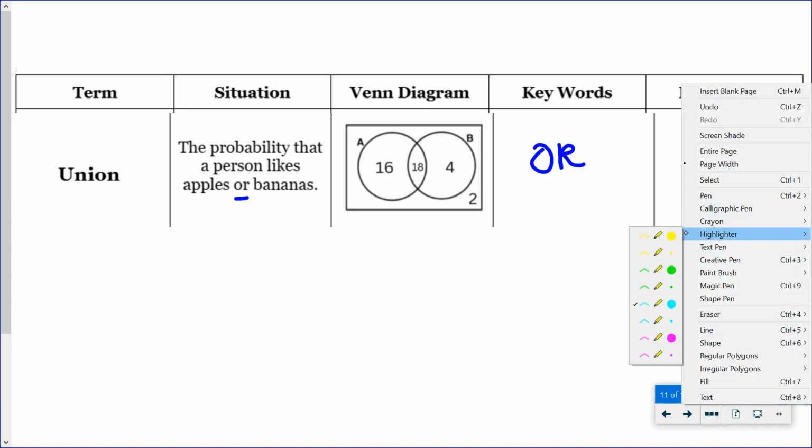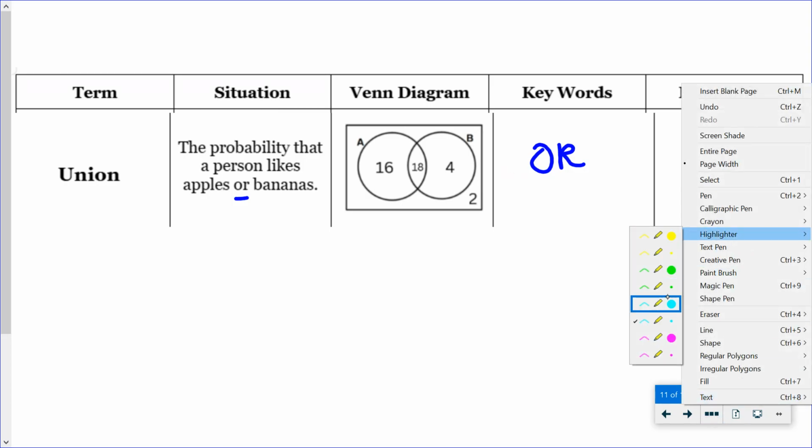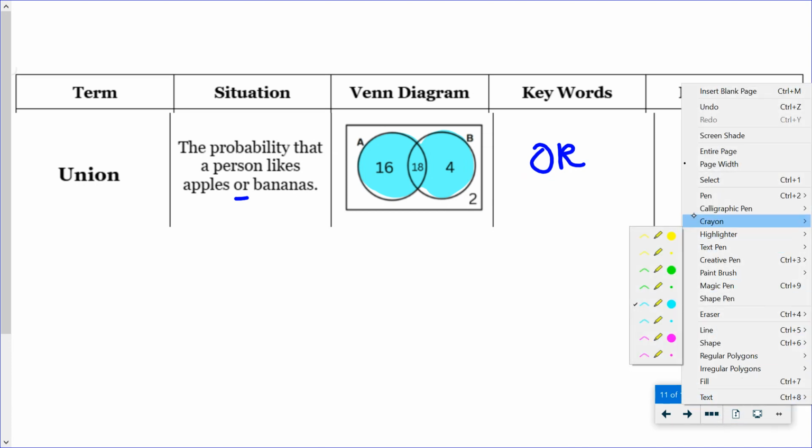And on our Venn diagram, a union is the place that includes anything that answered yes. So they might like bananas or apples or both. As long as they like one of the two, they are included in our Venn diagram or in our grouping, okay?